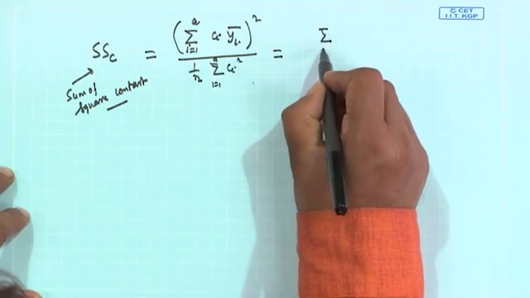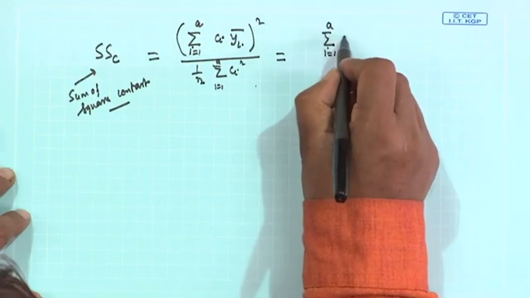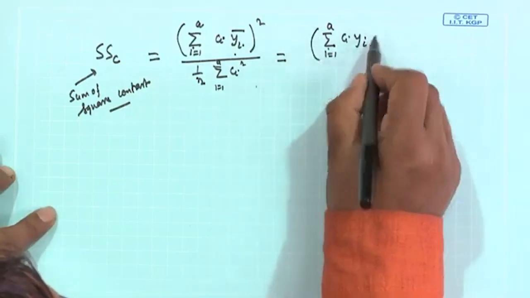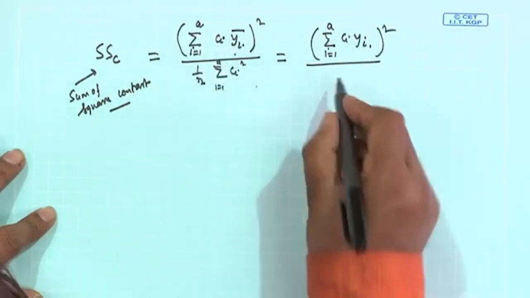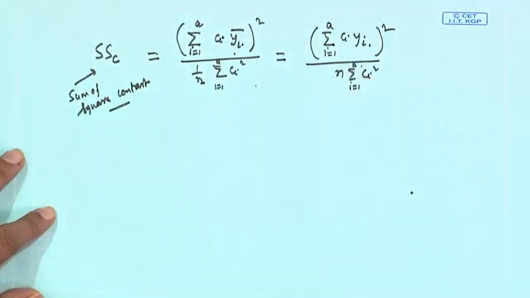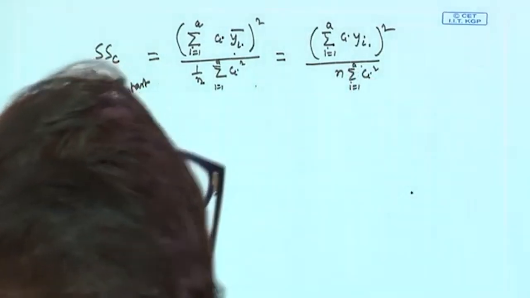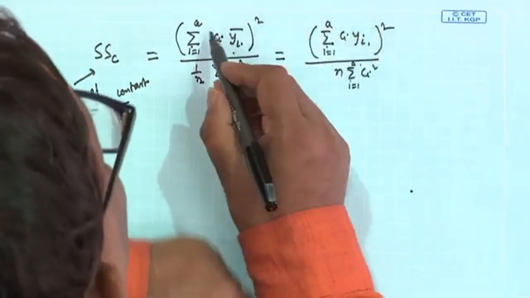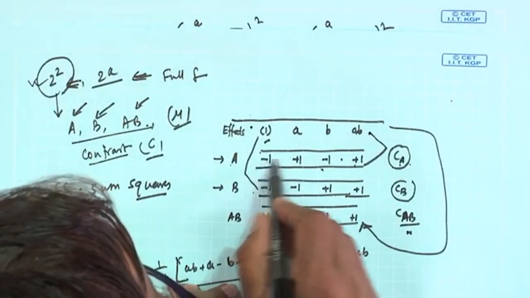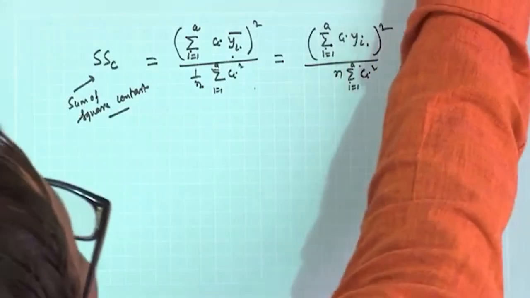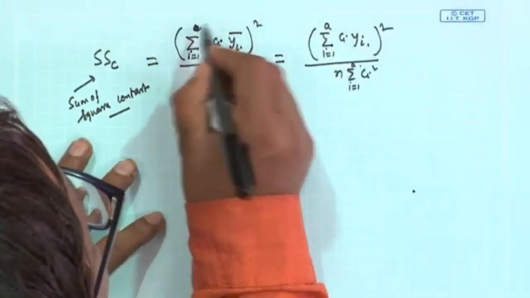If I change it to i equal to 1 to A and C i, then y bar to y i dot, because this is the total, and if I make this square, then the n square will come out, then n sum total of C i square, i equal to 1 to A. So here again I have used the word A, i equal to 1 to A. Rather, basically we are saying that these are the effects against each treatment combination. So, let me write out the treatment combination.